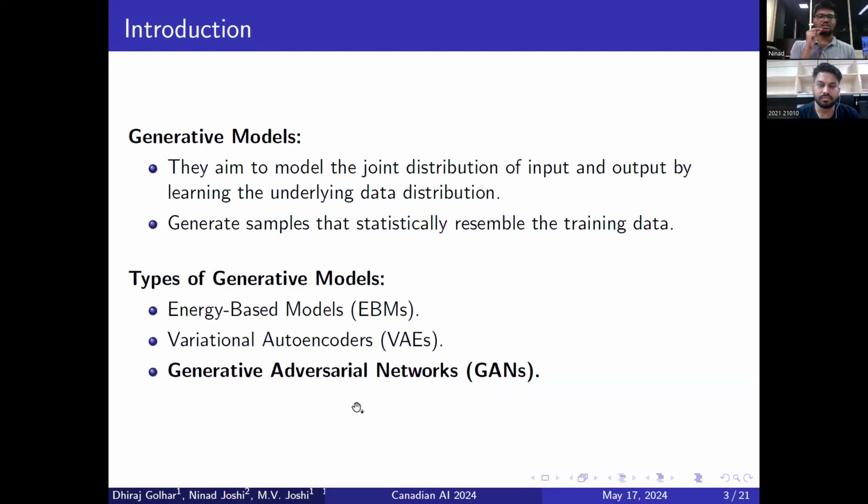Now, what exactly are generative models? Generative models are machine learning models that aim to model the joint distribution of both input and output by learning the underlying data distribution. Their aim is to generate samples that statistically resemble the training data. Broadly, there are three types of generative models: flow-based models, variational autoencoders, and generative adversarial networks. In this presentation, we'll be strictly talking about generative adversarial networks.